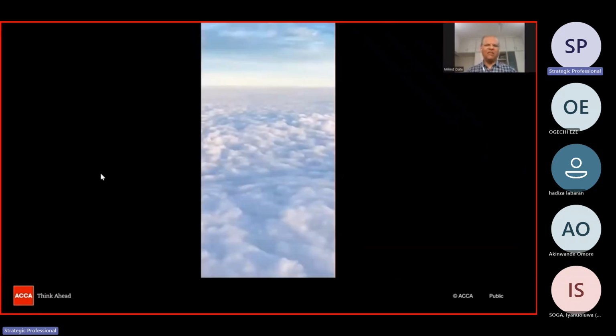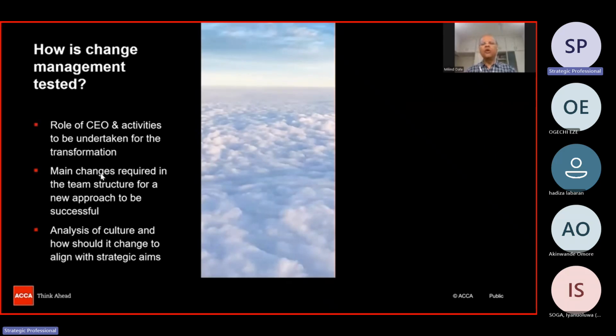How is this topic actually tested in the SBL examination? You could be given a scenario wherein you're asked about what role the CEO plays in bringing about transformation, what are the activities that need to change, changes required in the team structure for the new approach to be successful, and analysis of existing culture and how it should change to align with the new strategic aims of the organization.